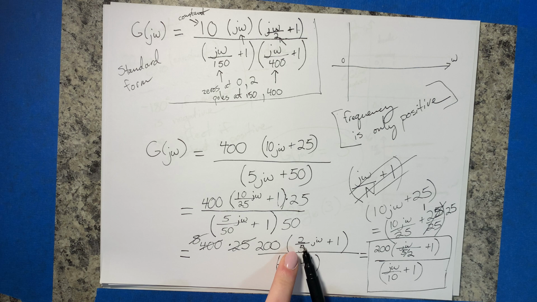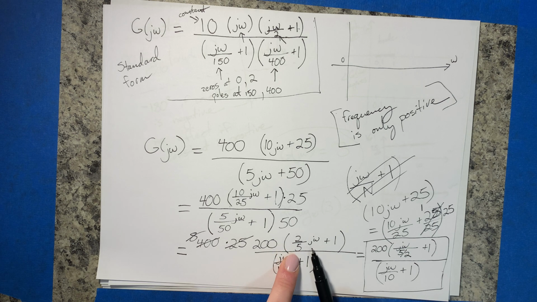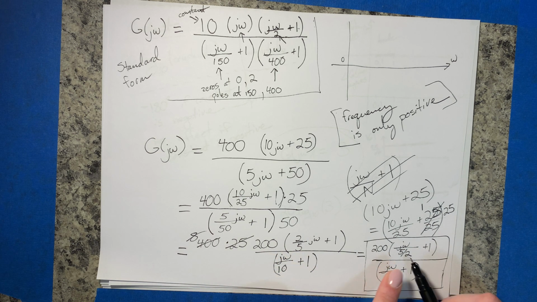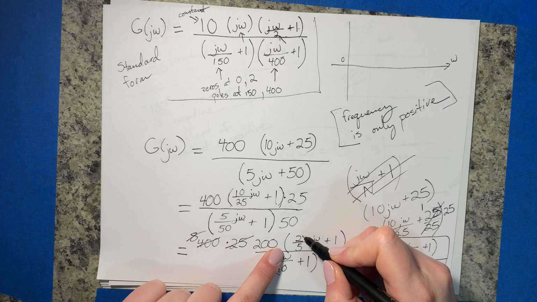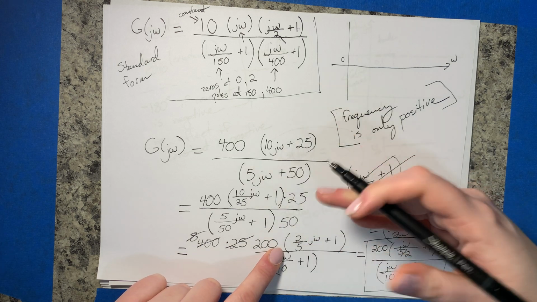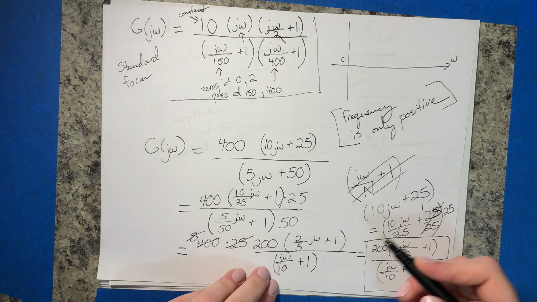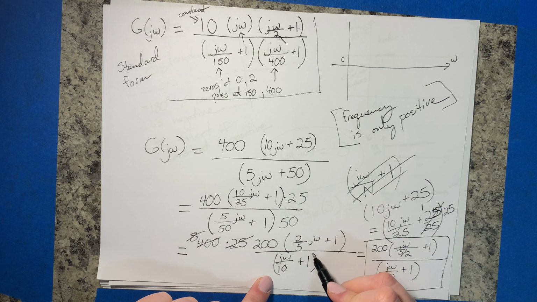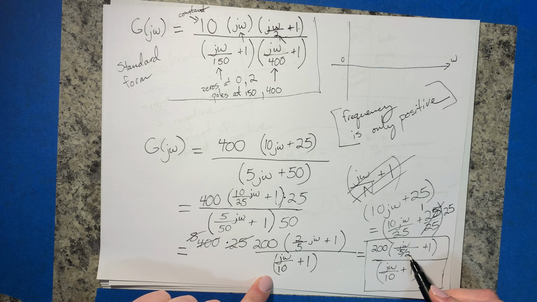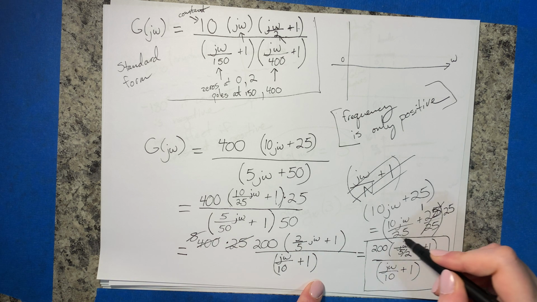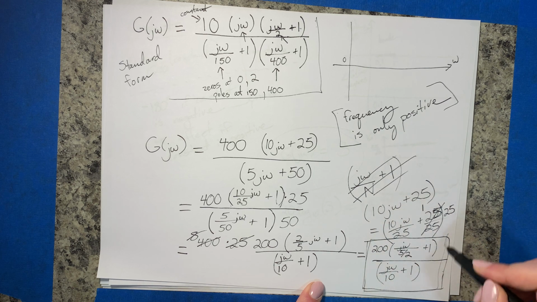Now, I really would like to have the j omega over something. And so what I did is divide by the 5/2. You can view this as the reciprocal. It's kind of going backwards from what you normally do. But if I divided by 5/2, well, that's really the same as multiplying by 2/5. Okay, so this is now in the standard form, and I can work with it.